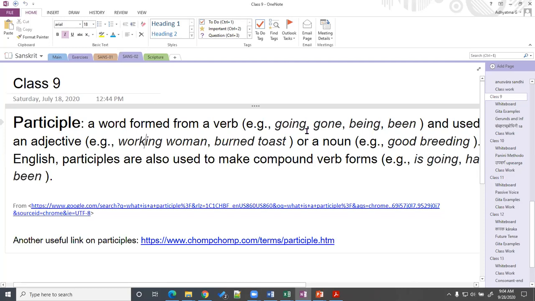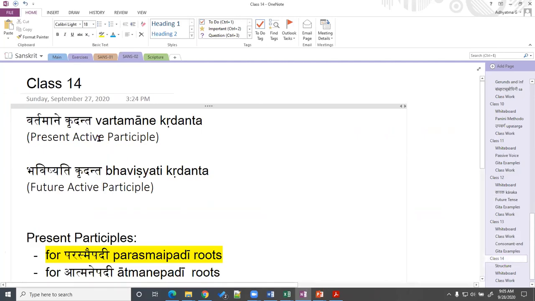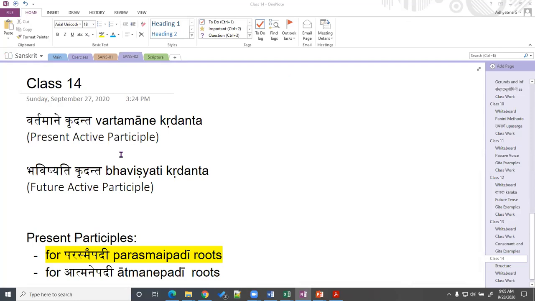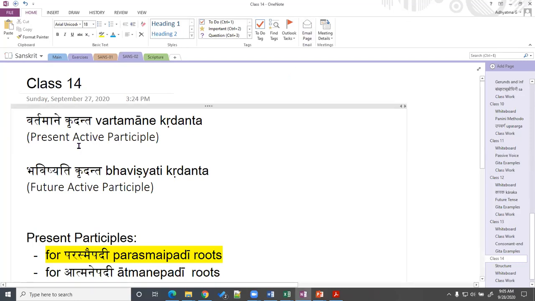So in English, the examples are going, gone, being, been, like working woman, burned toast. Similarly in Sanskrit. So we already saw those two participles, twa and tumun, and today we'll see another two participles. Vartamane krudanta. Vartamana means in the present tense. So this particular participle would be used in the place of present tense. That doesn't mean that we can get rid of present tense. It's just that it conveys the same meaning as the present tense would convey. And we'll see how.